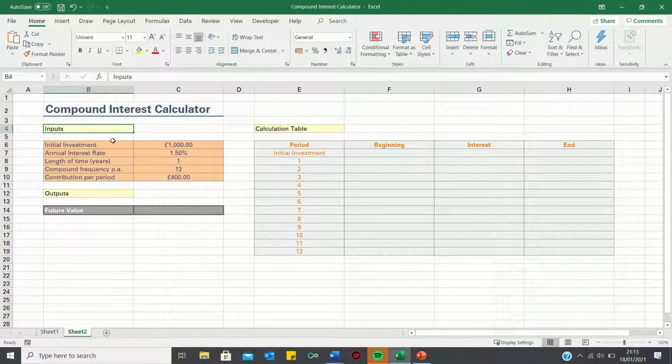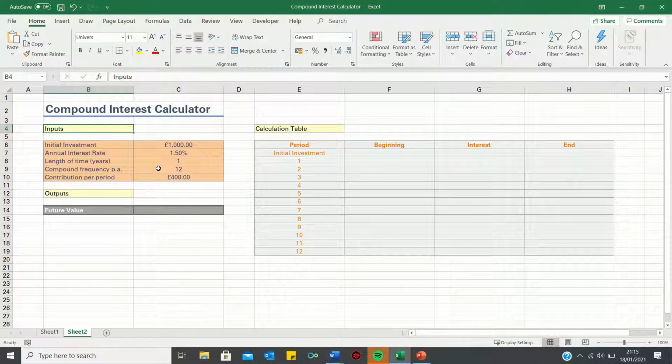Firstly, you'll have an initial investment, in other words, the amount of money you'll deposit into your savings account in the first month. We'll assume this is £1,000. There'll also be a savings rate, which is the rate at which your savings will increase over time, in our case 1.5%. The length of time is the number of years that you'll be saving for, and the compound frequency is how often the savings rate will be compounded every year.